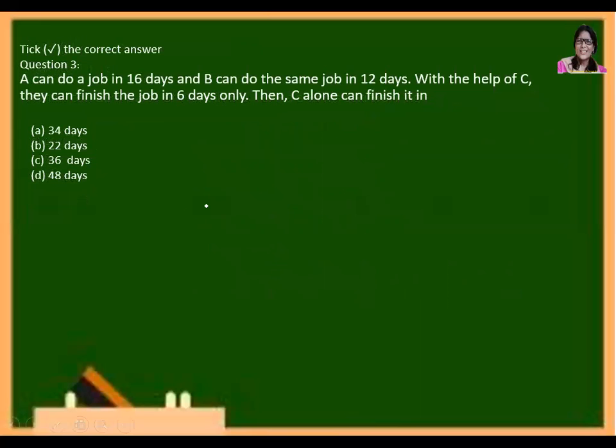Question number 3. A can do a job in 16 days. B can do the same job in 12 days. With the help of C, they finish the job in 6 days only. Then C alone can finish it in? Options are 34, 22, 36, 48. So let C finish in X days.